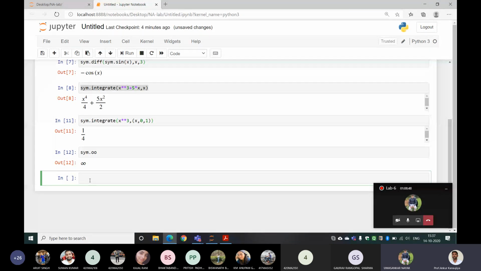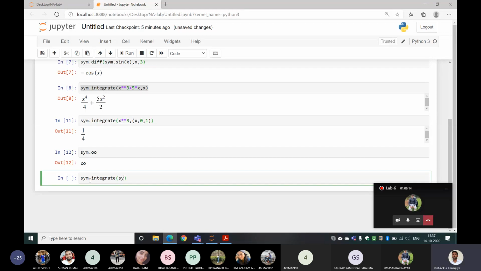See, e to the power minus x, can you integrate from 0 to infinity? Forget about Python. Can you integrate or not? E to the power minus x, integration from 0 to infinity. What is your answer? Forget about the Python. If you can integrate, then Python will definitely be able to integrate.